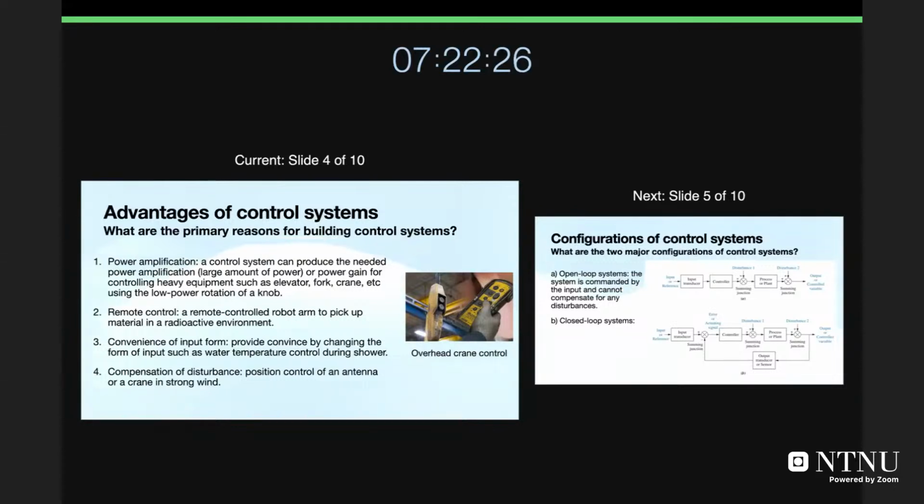Compensation of disturbances, this is very important. Position control of an antenna, for example, or a crane in strong wind. So it can provide this compensation for disturbance by closing the loop. I mean, we talked about this before. If we can close the loop, the control system will be able to adjust your output to follow the reference input by reducing the impact of noise, because maybe you are getting some noise. If it is a crane, for example, and you are working in a very windy environment, it will be very difficult to control it. So it's very important to use maybe a closed loop system, and this closed loop system will be able to compensate for the disturbance.